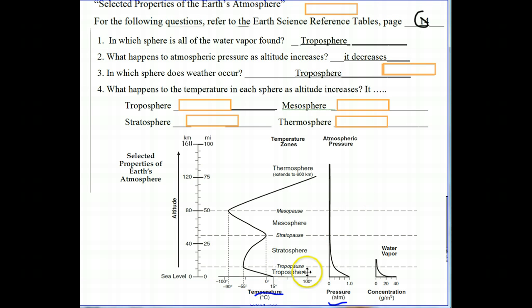Most of the weather happens in the troposphere. Why? Well, if you look, that's where all the water is, and weather is all about water. It's whether you're getting rain, and that water has lots of properties that help to transfer energy throughout the atmosphere, but primarily it has to do with clouds and rain.